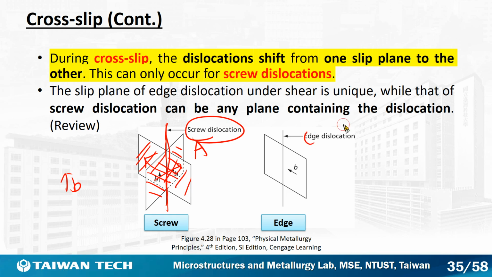However, for an edge dislocation, if we define this edge dislocation line and the Burgers vector, there is only one plane here. This is the slip plane. So now we know that during cross slip, the dislocation will move from one plane to the other, and this dislocation must be a screw dislocation, because an edge dislocation does not have the ability to go from one slip plane to the other slip plane.